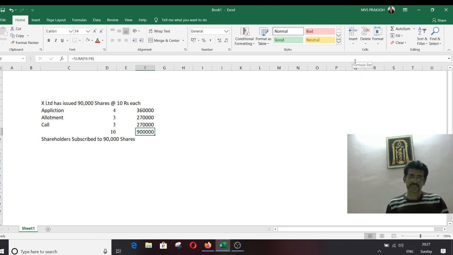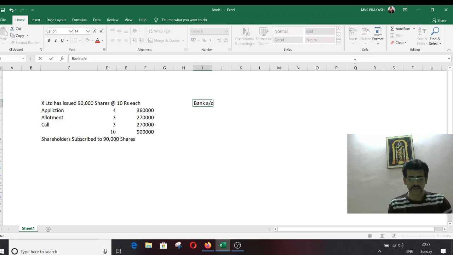Now, what is the first transaction happening? Application. Always remember, in whose books are you recording? Not in the shareholders' books. You are recording the entries in the books of the company. So you are supposed to think from the perspective of the company. The company is getting cash. So as the money is received by the company, bank account will be debited, straightforward.